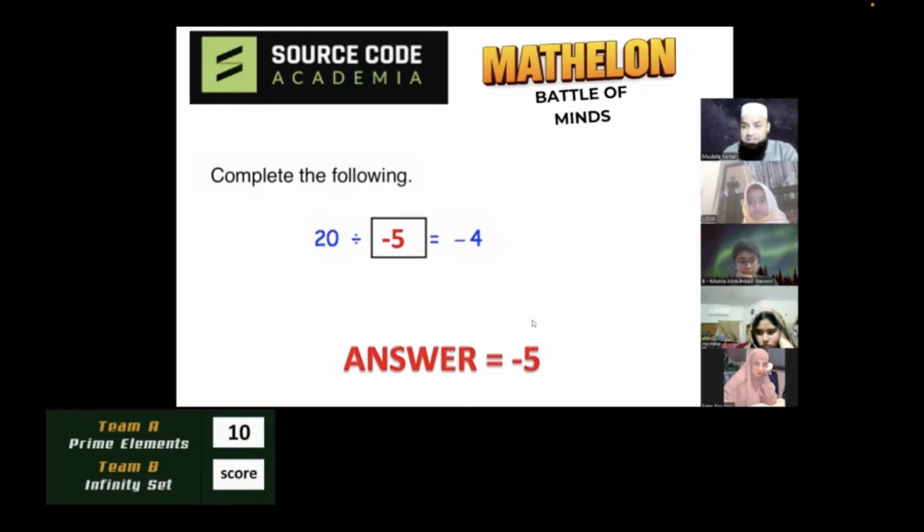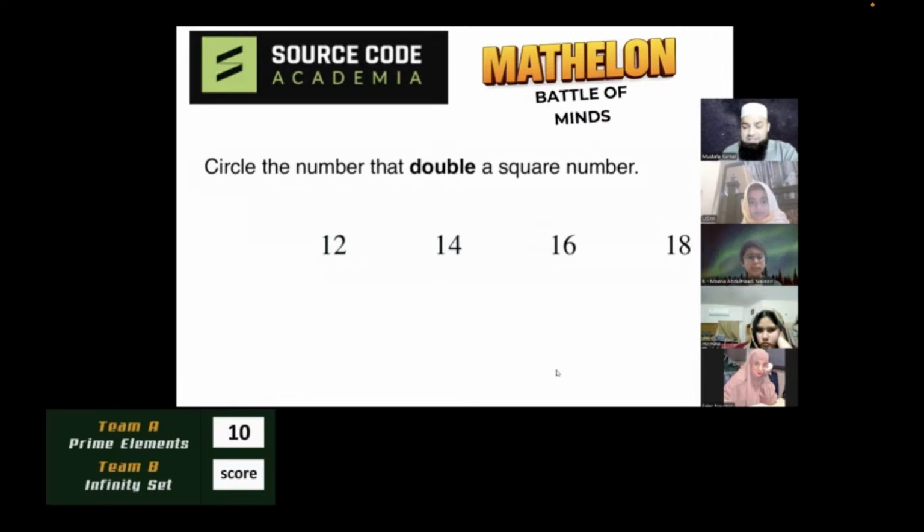Are you ready now for the next question? Okay. Yes. Circle the number that doubles a square number. Team B, Shayan Sajid. 18. 18 is the correct answer.